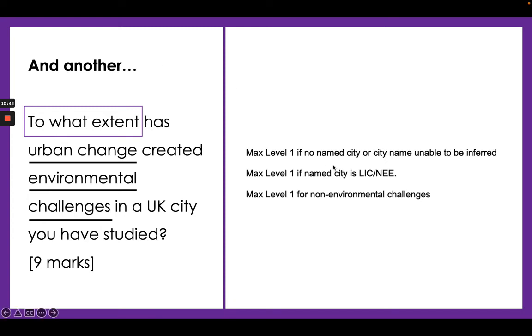You know, max level 1, even if you've not named a city, max level 1, if you talk about Rio. So maybe if you get to this question and you're like, oh God, I can't remember anything about Sheffield, but I know lots about Rio. Why not? You know, it might get you a few marks. Of course, if you are absolutely unsure. And look, max level 1 for non-environmental challenges. So say if you don't know anything about environmental challenge, but you could talk about social challenge, it might snatch you 3 marks.